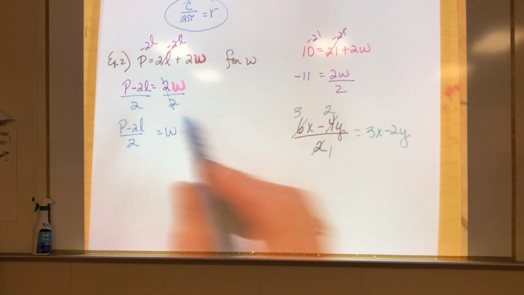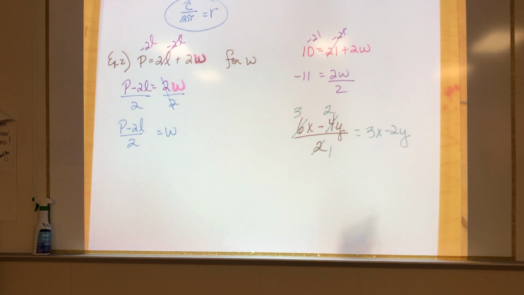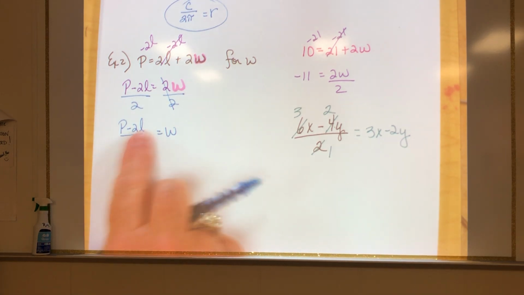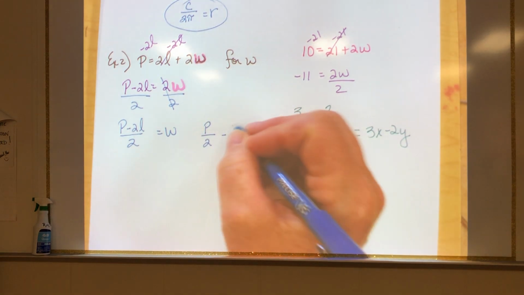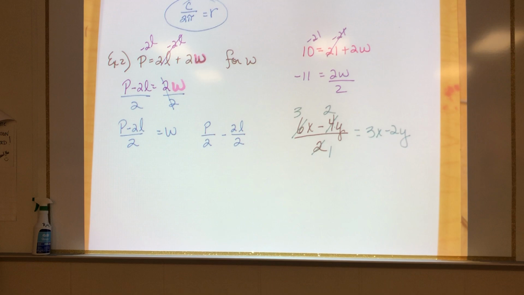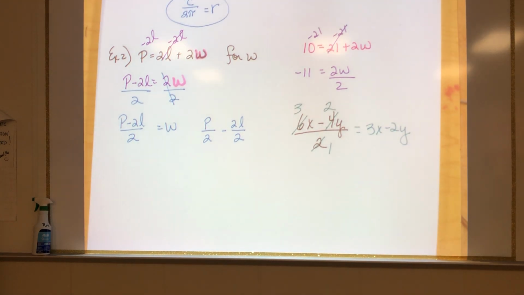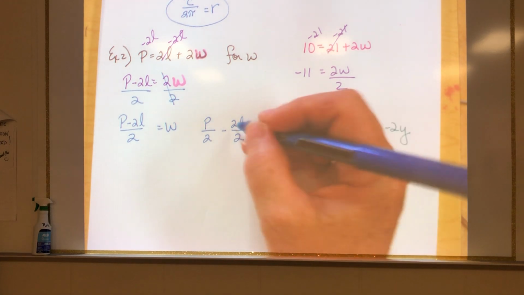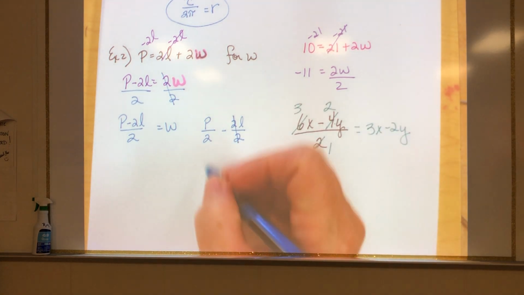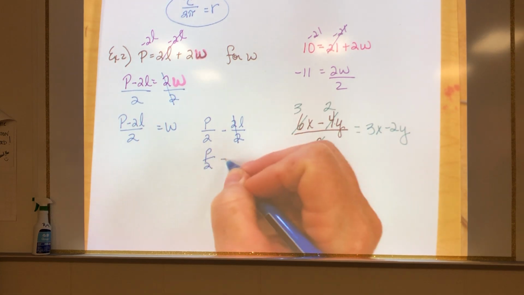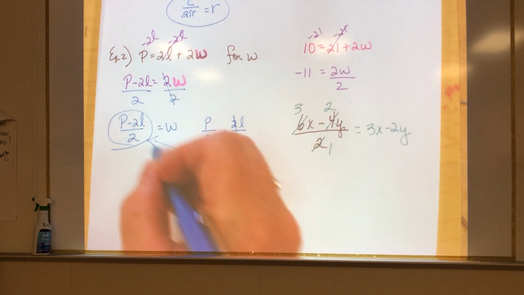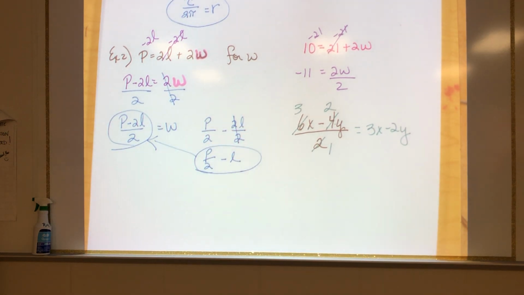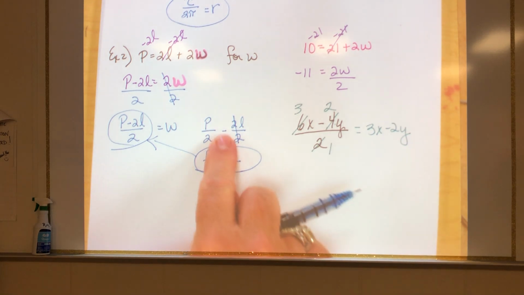So everybody okay? Let me ask you a question. What about this? Can I separate this top? Can I write P over 2 minus 2L over 2? Yes. Is that the same thing? Yes. Now what should I do? Now you take the 2. Now I can take that 2 out, and now it's P over 2 minus L. This is the same thing as this. It's just written in a different way. So are both right? They're both right. And some kids will want to do this.